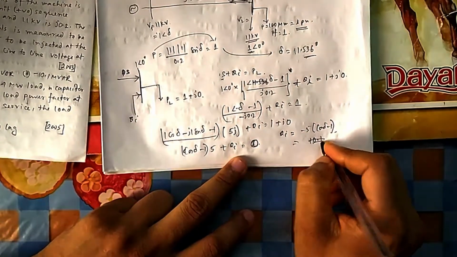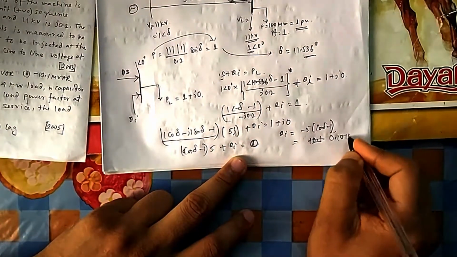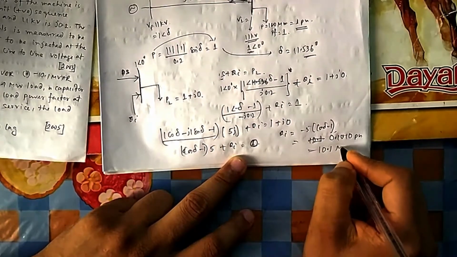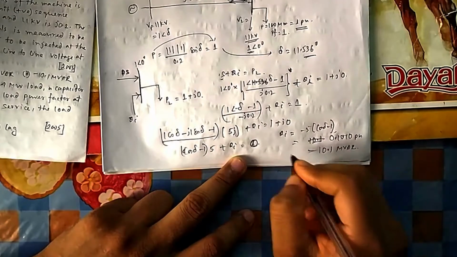You will get 0.101, but that is in per unit. You have to multiply by 100. So 10.1 MVA. That is your option B.